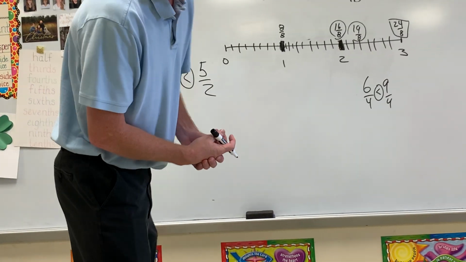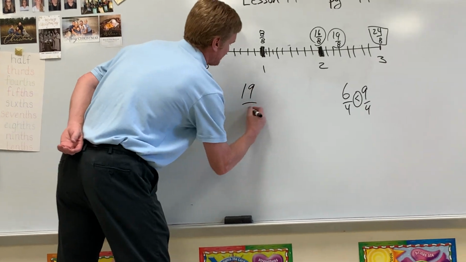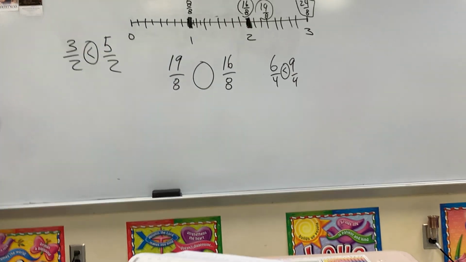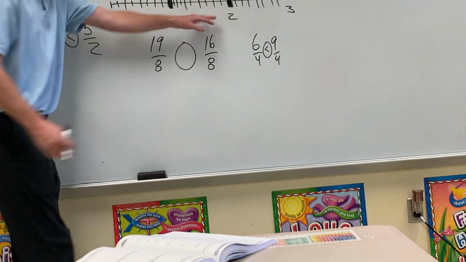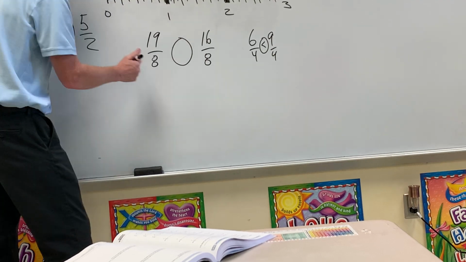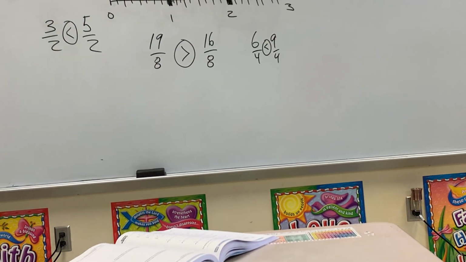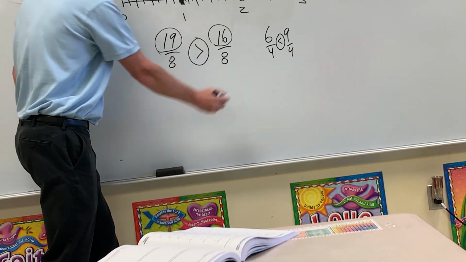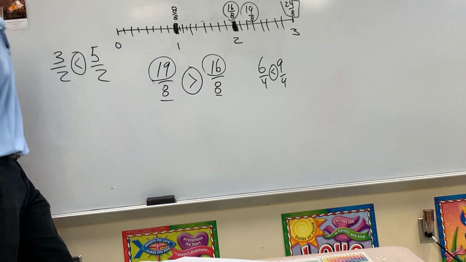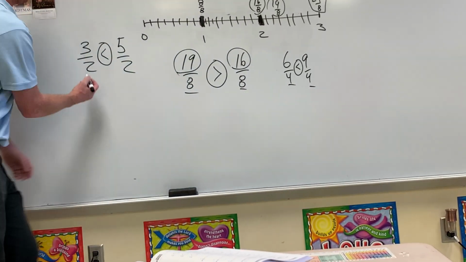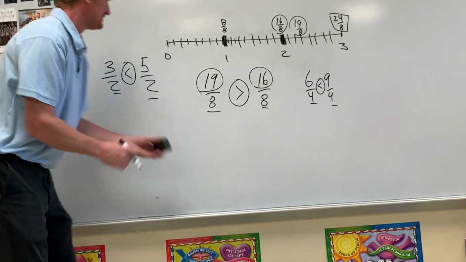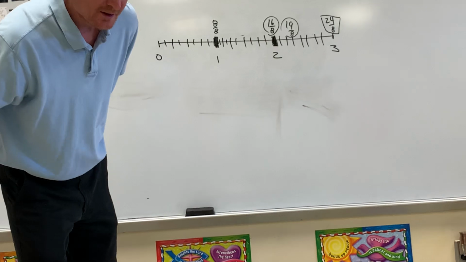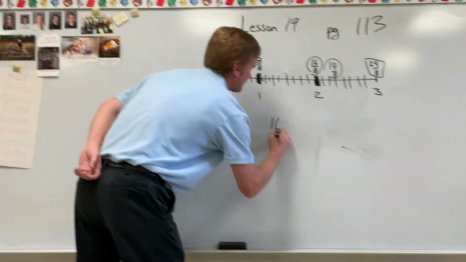The next one, 19 eighths and 16 eighths. All right, look at your number line. 19 eighths is larger. It's farther from 0. And it's pretty easy when your bottom number is the same. All you need to do is really compare the top number. That's if your denominator is the same, like 8s and 4s and 2s. So the first three have been pretty easy so far. Next is 16/8 compared to 3 halves.